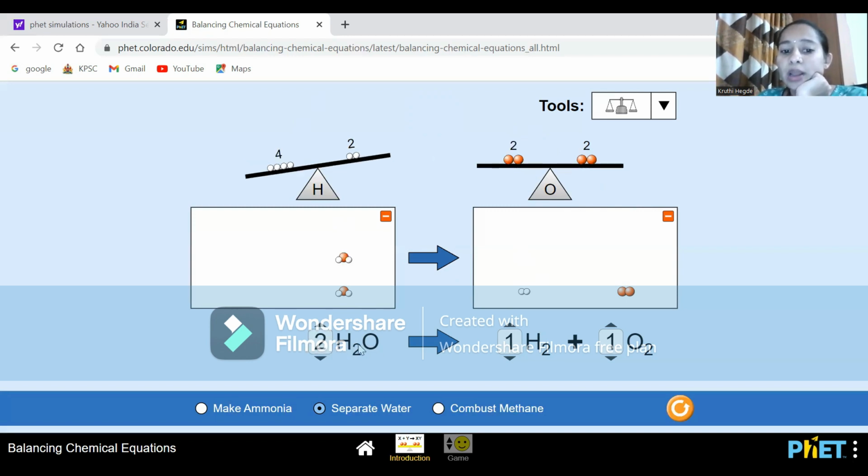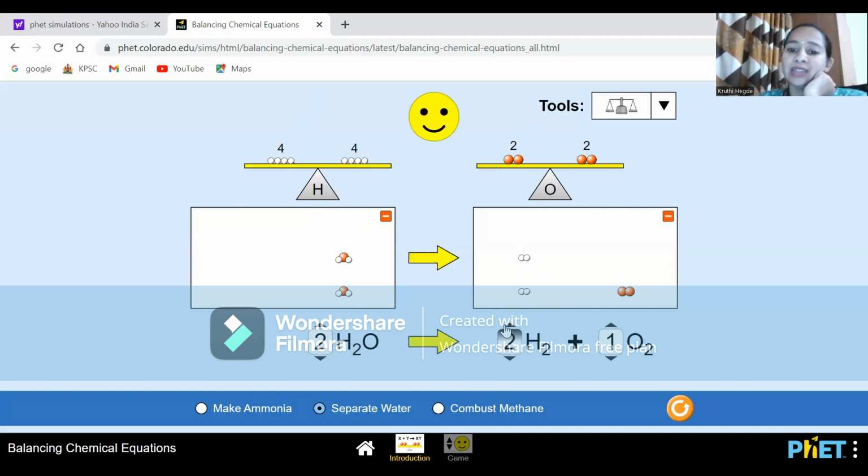So now, oxygen has become 2 here, 2O, and here O2. Oxygen is balanced. But look at hydrogen. Hydrogen, 2 twos are 4, it has become 4, whereas on the product side it is just 2. So we need to increase the 2 atoms into 4 by putting 2 behind. Now it is balanced. So this is how easily we can balance the chemical equation.